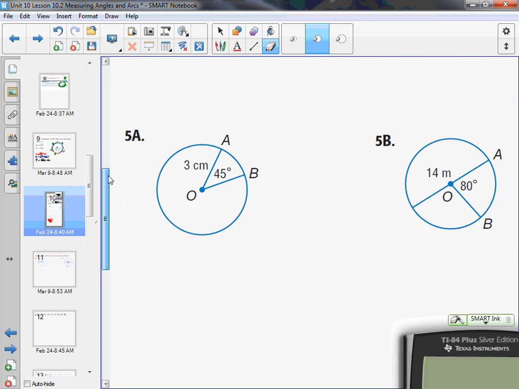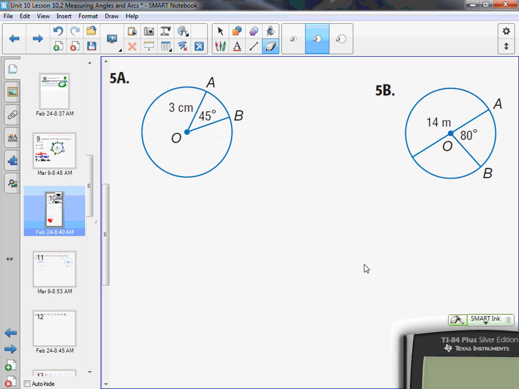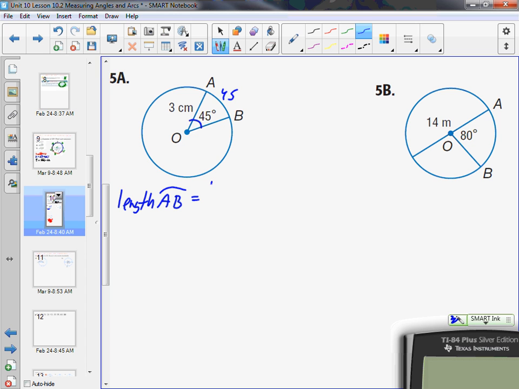Now, I pulled a few here, not from your assignment, because I want to make sure we do enough examples of this. So this is 5A from the bottom of page 695, if you want to know where it came from. Here's how it works. They want us to find the length of arc AB. Okay? Here's what you write. The length of arc AB equals the measure of the arc. Now, the measure of the central angle is 45. So the measure of the arc is 45 over 360 times the circumference.